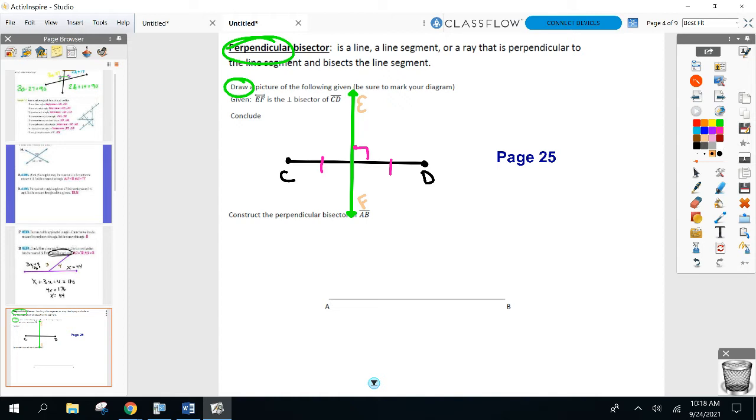Bonus, here we go, a little upper level class question. What's this right here then? Think about it, Molly. That's the midpoint, isn't it? If this side's equal to this side, it cuts it in half, this point right here is the midpoint.